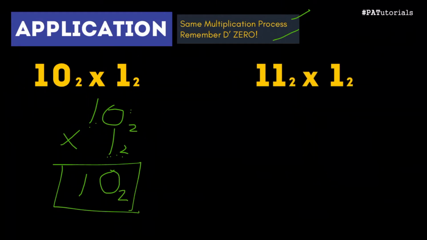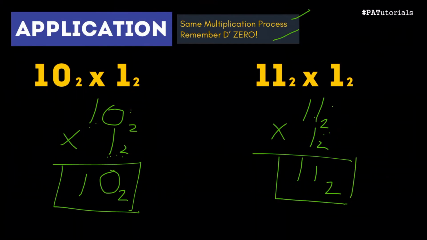Okay? Now, let's try this next example. We have here 1 1 base 2 times 1 base 2. Now, what we're going to do is to multiply 1 times 1, which is 1, 1 times 1, which is 1 again, so that would be 1 1 base 2 ang ating final answer.